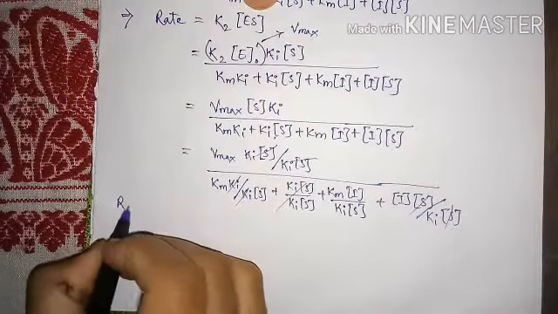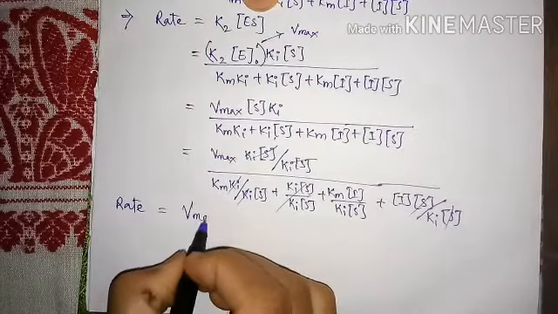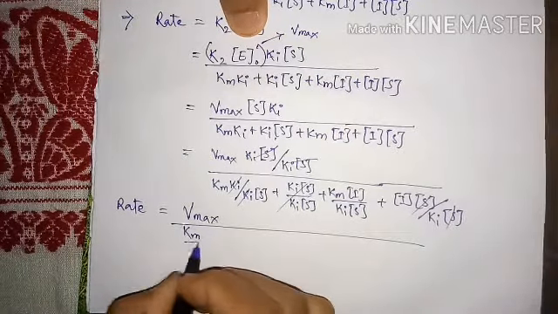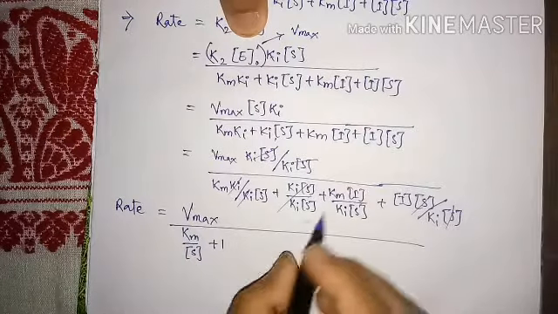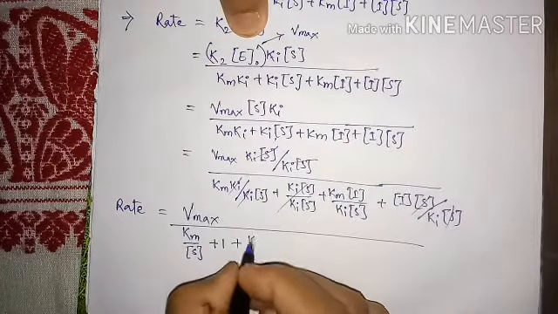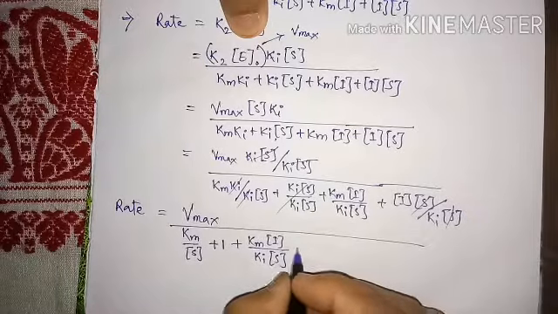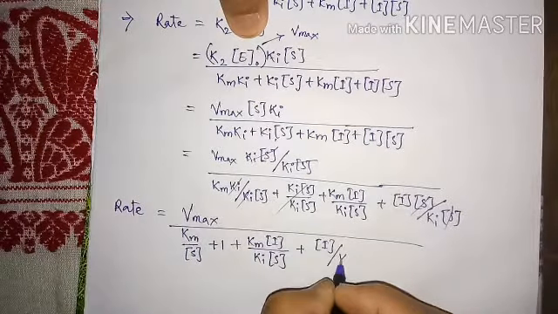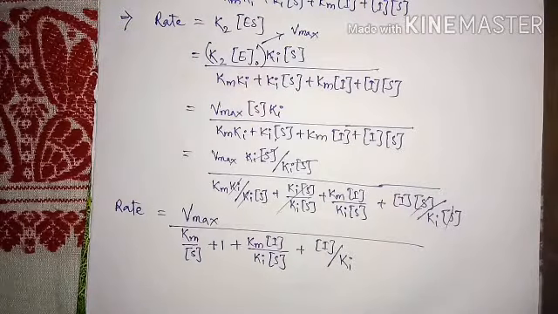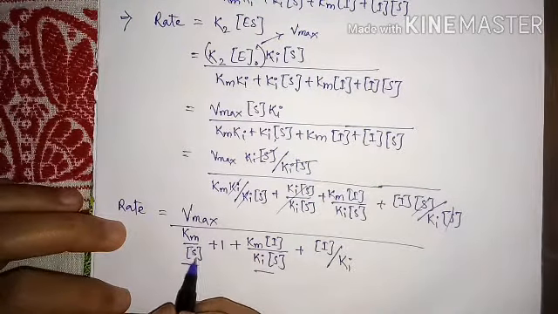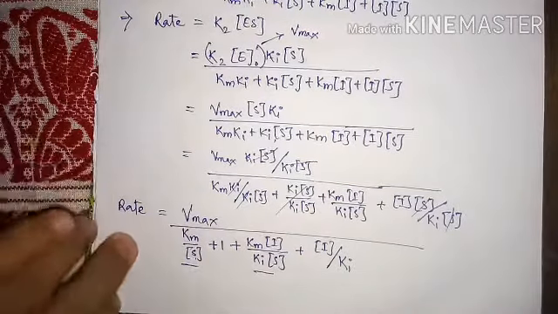So at the end we are going to get rate is equal to Vmax by, we have Km by concentration of substrate plus 1 plus Km concentration of I by Ki concentration of substrate, and plus here on we have concentration of I by Ki. So that we are going to get. So from these two expressions, this and this, we will take common Km by concentration of S.